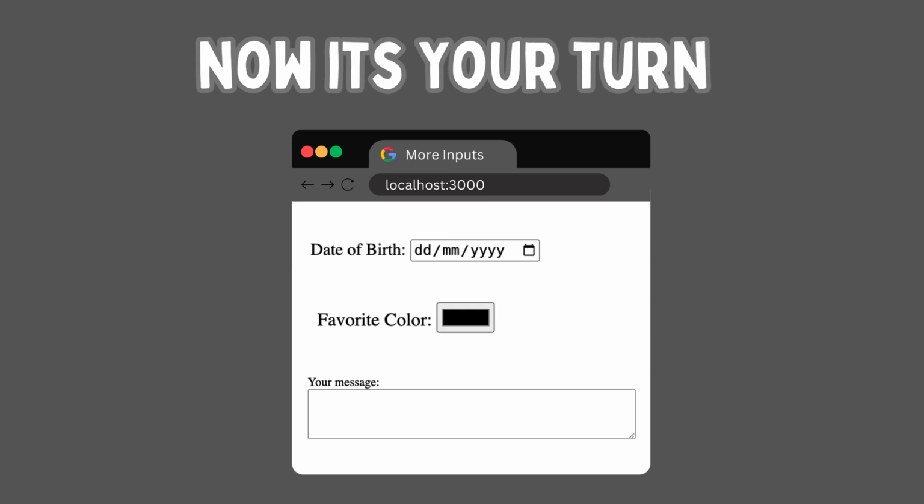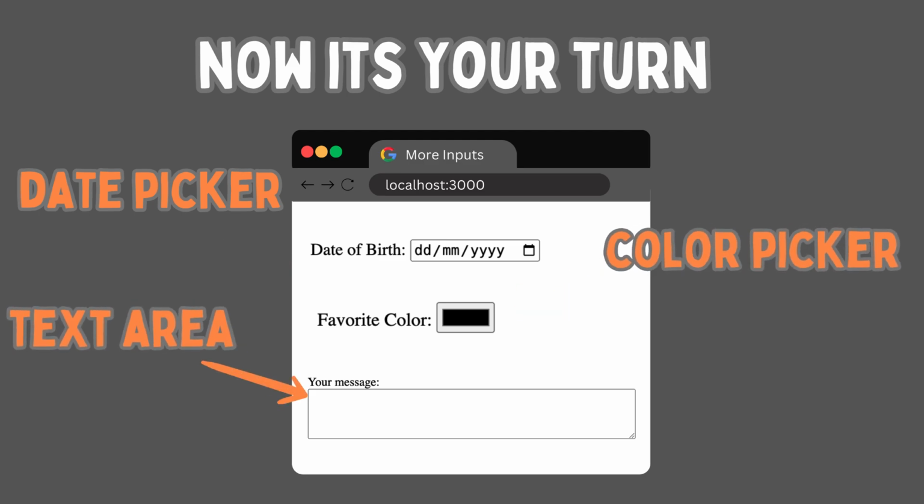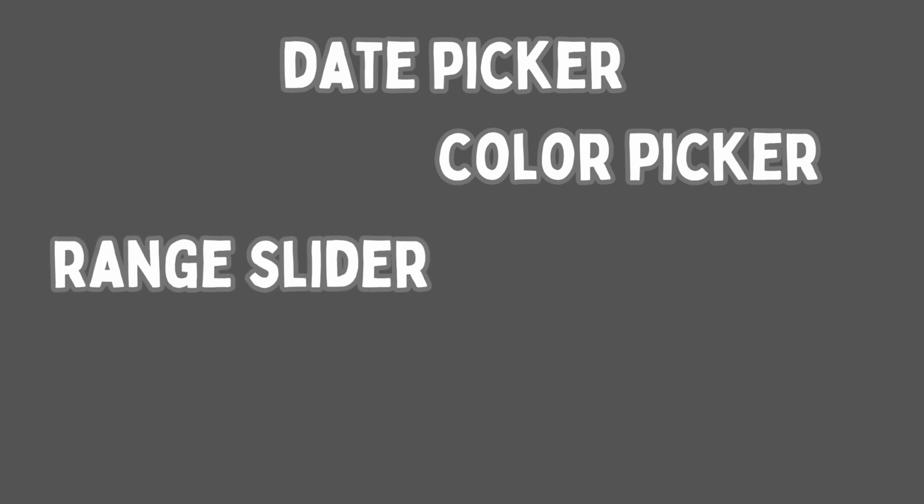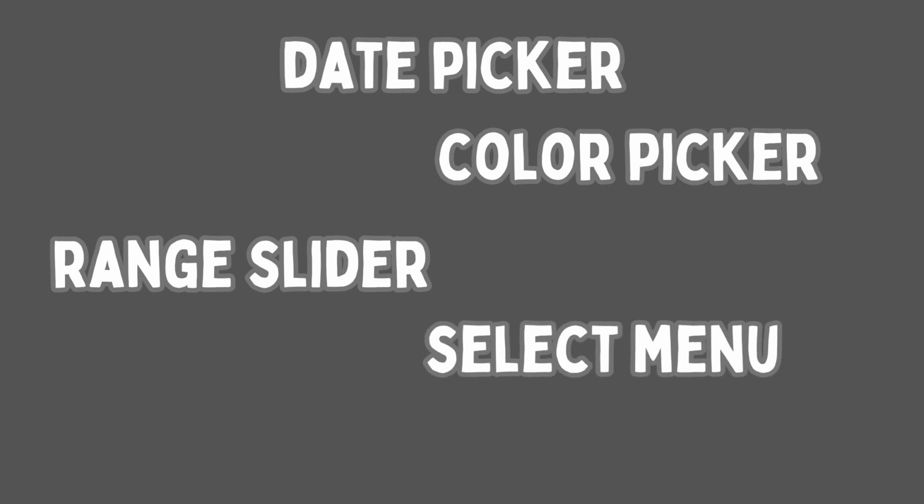Now it's your turn. Try and create this: a date picker, a color picker, and a text area. Good luck. Great job today. You have learned more input elements like a date picker, a color picker, range slider, and form elements like select menu and text area.